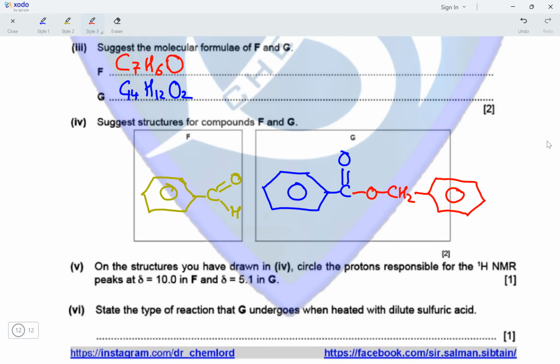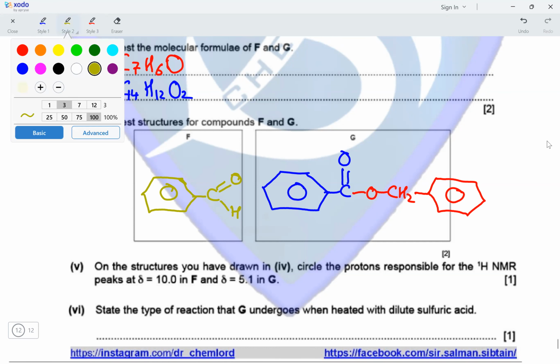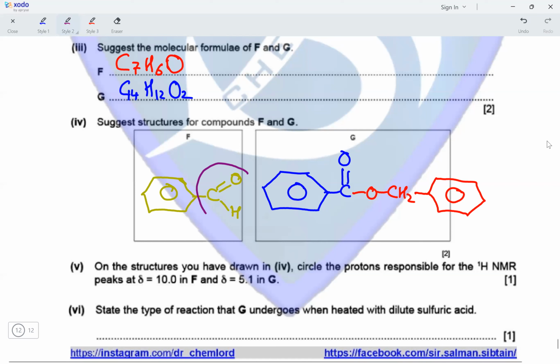On the structures you have drawn in 4, circle the proton responsible for the H1 NMR peaks at 10 in F and 5.1 in G. The one for 10 in F would be the proton that is part of the CHO group, because the peak for the aldehyde lies in the range of 9.3 to 10.5. So 10 lies in that region.